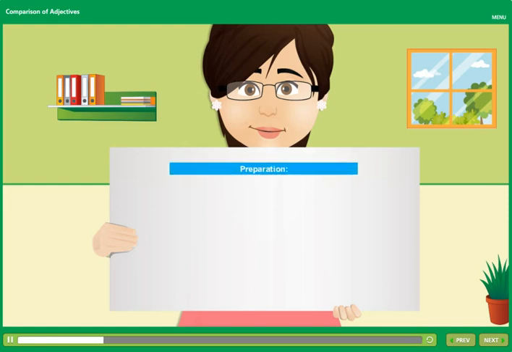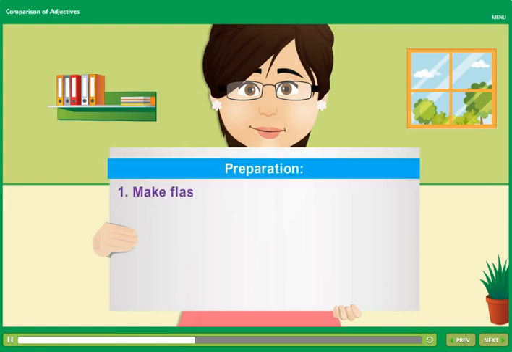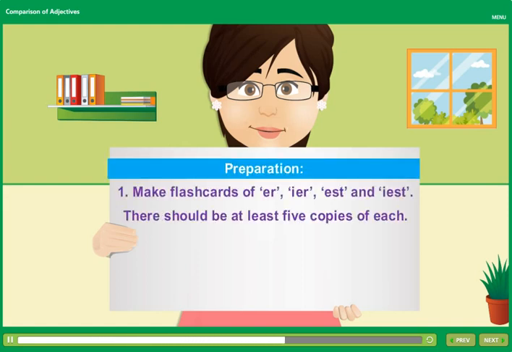Try this game to practice the concept of comparing adjectives.